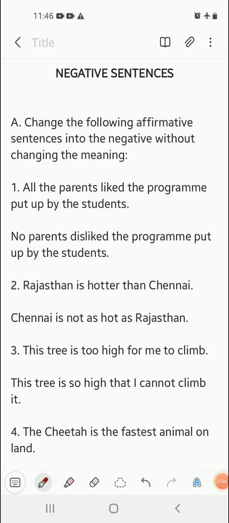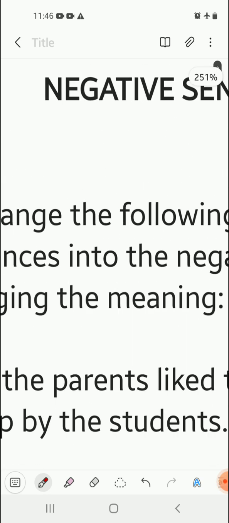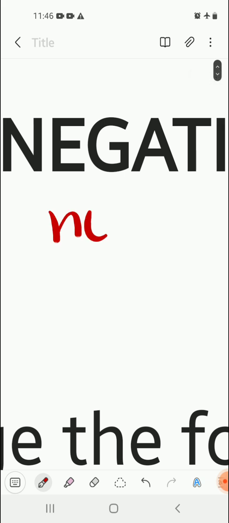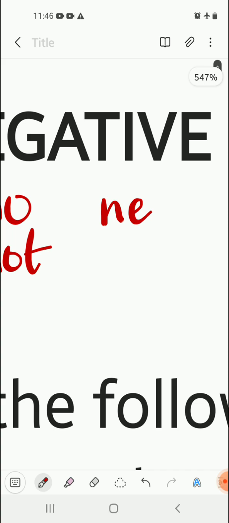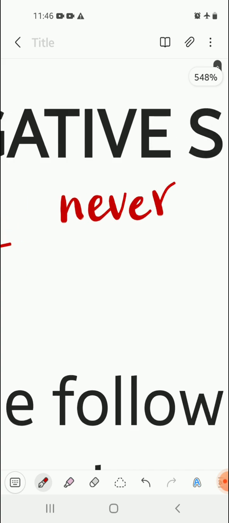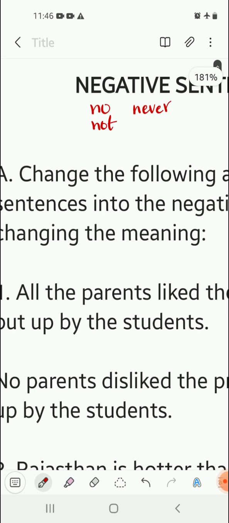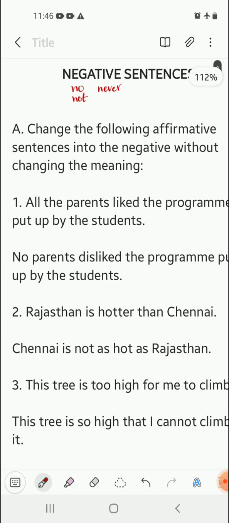Today's topic is negative sentences, and we're going to learn how to convert an affirmative, positive sentence to a negative sentence. Firstly, negative sentences are sentences that have words like no, not, never, any sentence that portrays a negation. Now, change the following affirmative sentences into negative without changing the meaning. This is an important phrase: without changing the meaning.